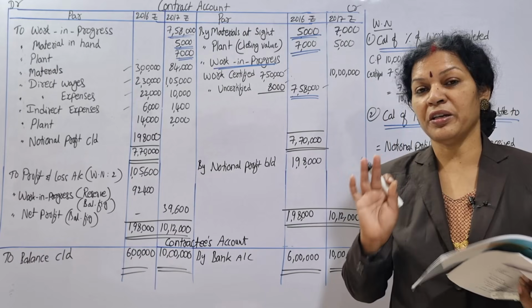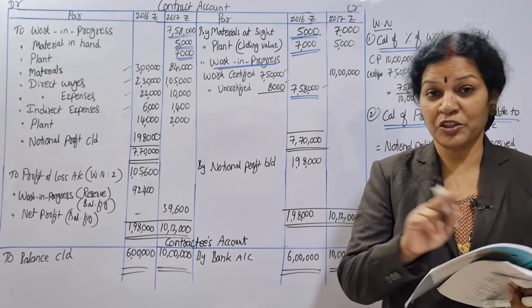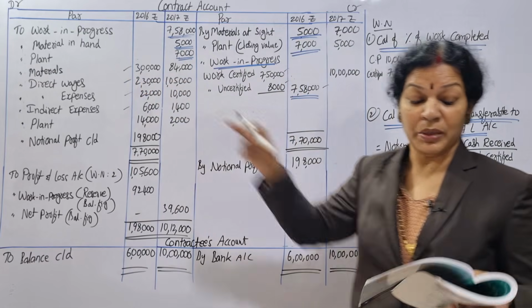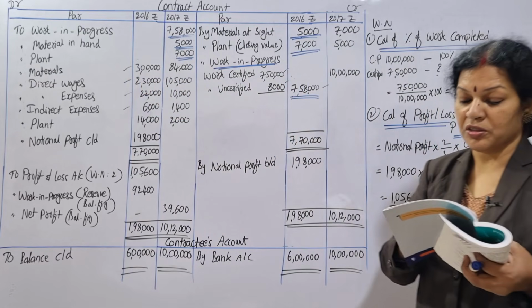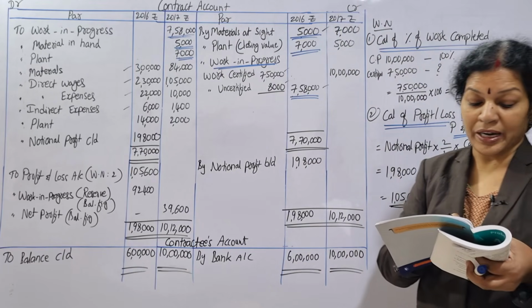This is 5,000 and 7,000. Both will write it on the credit side because material issued already written on the debit side. Here, material issued. This one. Material at site means closing. So this is 5,000 and 7,000. This is here. Okay. Next, plant issued.